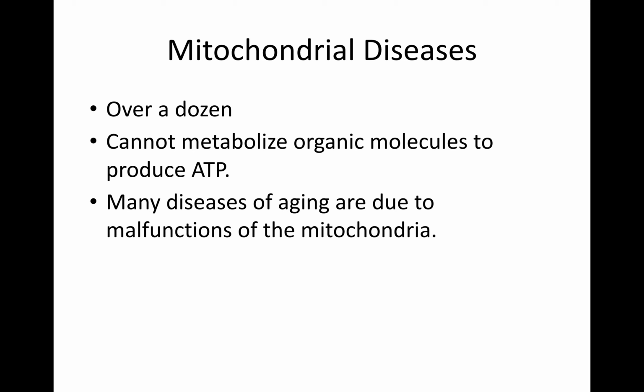So there are a lot of mitochondrial diseases, okay? There's over a dozen that have been identified so far. This is when something can't metabolize organic molecules to produce ATP. So like I said, we don't get to make our own carbs, so we have to eat in order for the mitochondria to break those things down to make ATP, which is energy. So in a lot of these diseases, their mitochondria can't break down their food properly. Sometimes it happens partially. So many diseases of aging are due to malfunctions of the mitochondria.